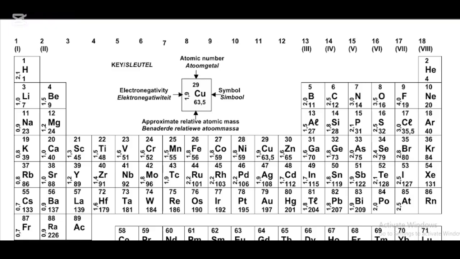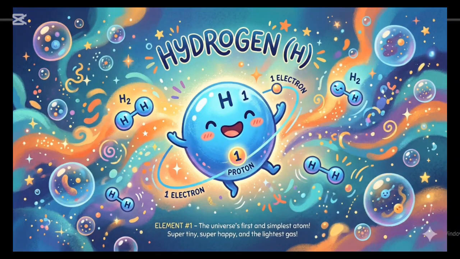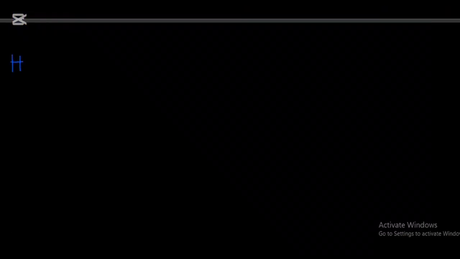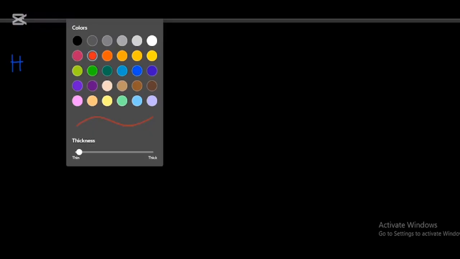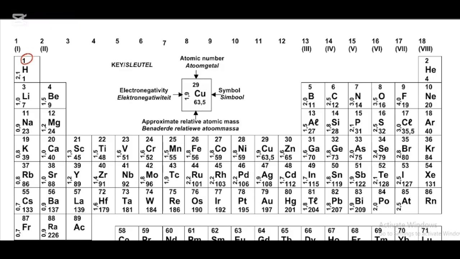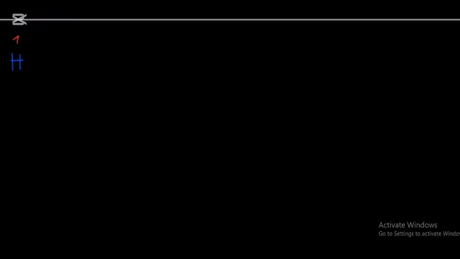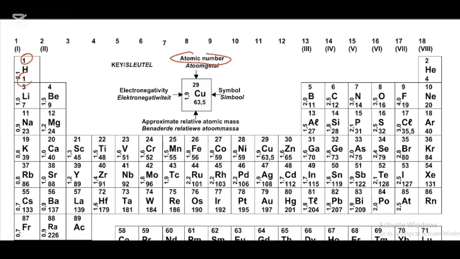So now I want us to draw an atomic structure of hydrogen. First things first, you are going to look at hydrogen the way it is. So I'm just going to write hydrogen here. And then we're going to look at this number on top here, which is the atomic number, which is 1. 1 is our atomic number. And then this number below here is the atomic mass.